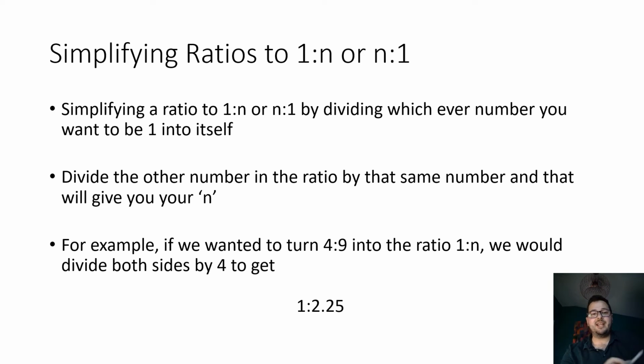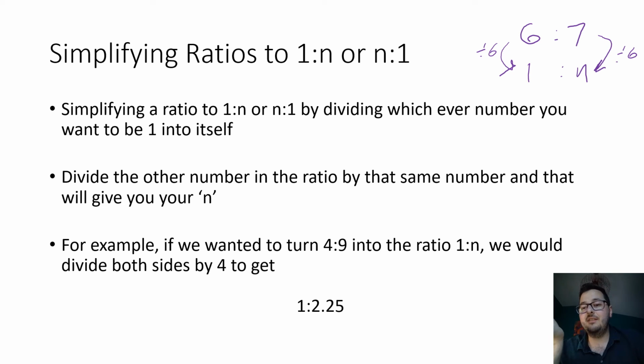Okay, so we're doing loads of different examples, and now we're going to look at how sometimes it'll ask you to simplify a ratio to 1 to n or n to 1. All you have to do is, whichever one you want to turn into 1, you just divide it by itself. So for example, if I had 6 to 7 and I wanted to turn that into 1 to n, to get from 6 to 1, you just divide by 6. So I'd have to do exactly the same to the right hand side to make it equal. So you just divide it by itself to get to 1, and then you do the same to the other one, and that'll give you whatever your n is.